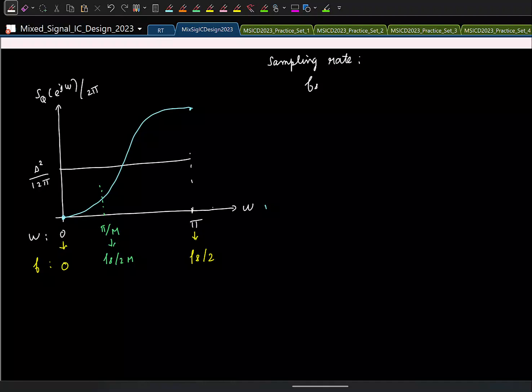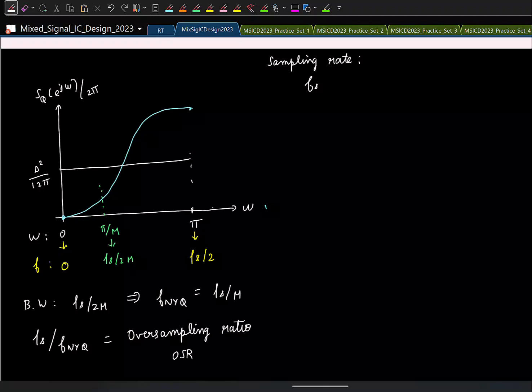If I choose my signal bandwidth to be fs by 2 times m, what would be the Nyquist sampling rate, or what was the rate at which Nyquist recommended us to sample? 2 times this, which is fs by m, but we are sampling at fs, right? So what kind of sampling are we doing? We are oversampling. The ratio of the actual sampling rate to the Nyquist sampling rate is called the oversampling ratio. I think we already saw this when we discussed sampling. It is often abbreviated as OSR.